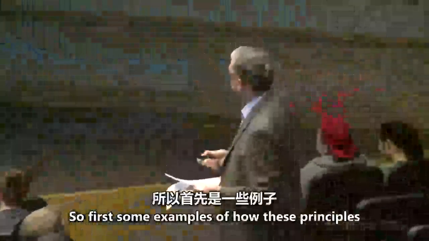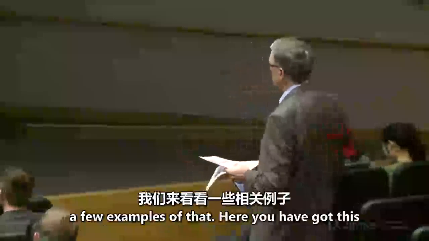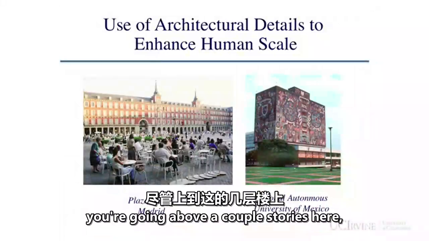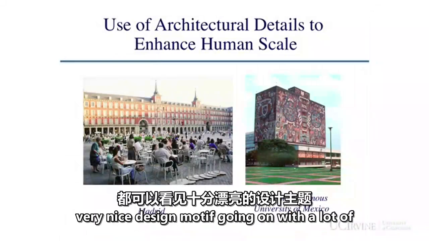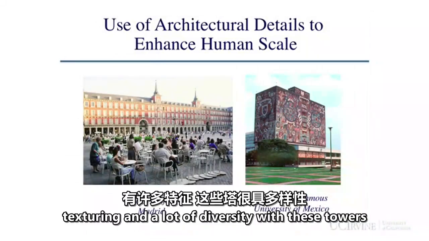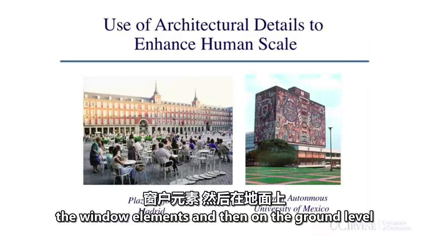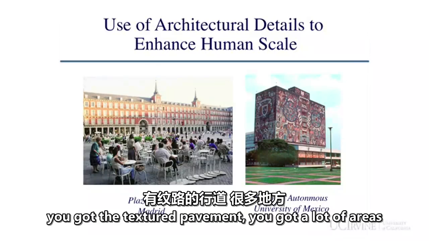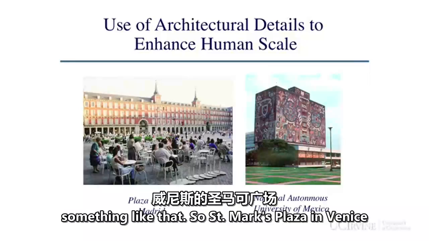So first, some examples of how these principles promote human scale. Let's take a look at a few examples. Here you've got the Plaza Mayor in Madrid, where even though you're going above a couple of stories, four or five at most, you've got a very nice design motif with a lot of texturing, a lot of diversity with these towers, and fine detail on the rails and the window elements. And on the ground level, you've got the textured pavement and a lot of areas for pedestrians to stop and get coffee, something like that.